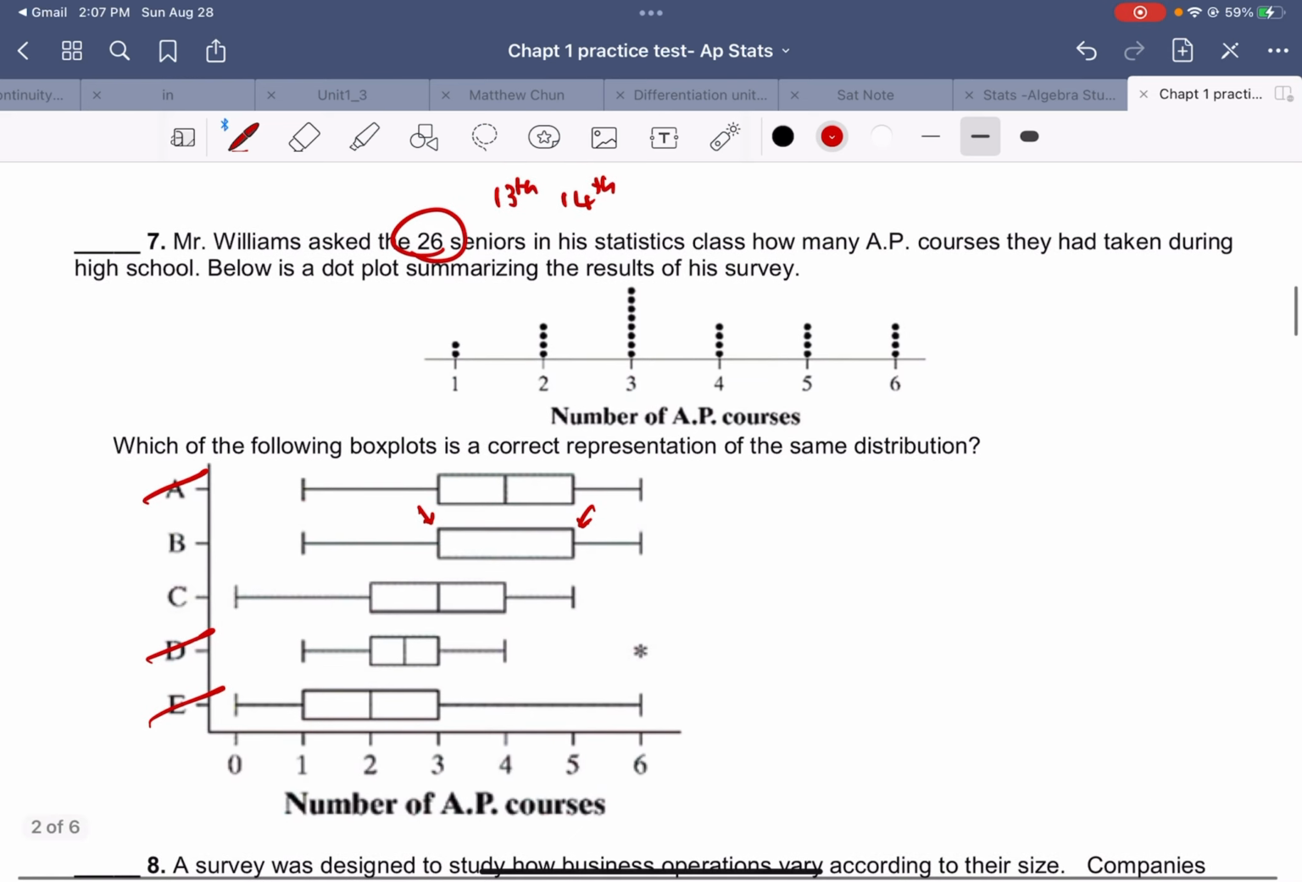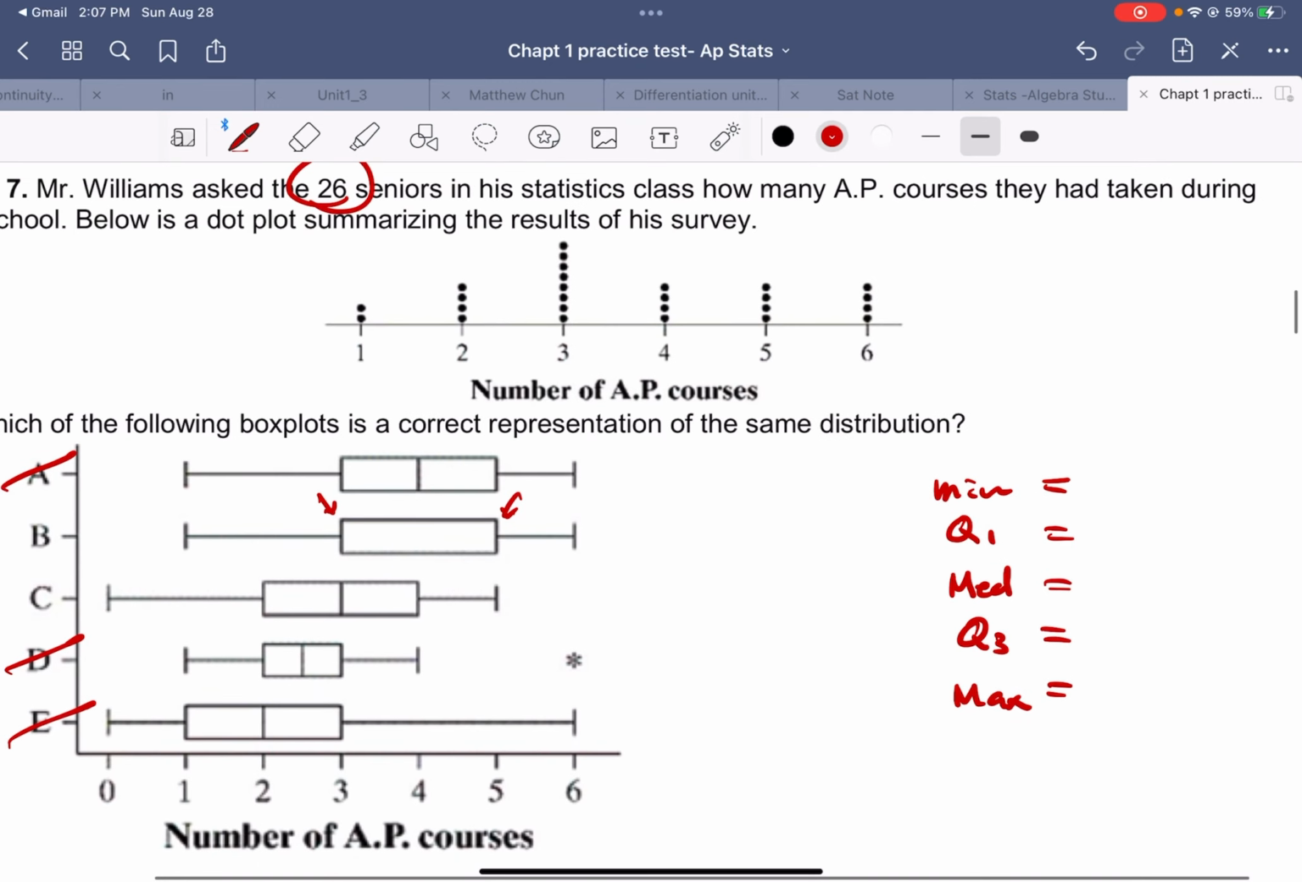Now, what is the first quartile? Your first quartile is basically, you have 13 data. So let me summarize. So your minimum. Let's do the five number summary, right? Quartile 1, median, quartile 3, and maximum. Okay. So let's find all of these, then you can find out which one is correct. So the minimum is 1. The maximum is 6. And the median we just found out is 3.